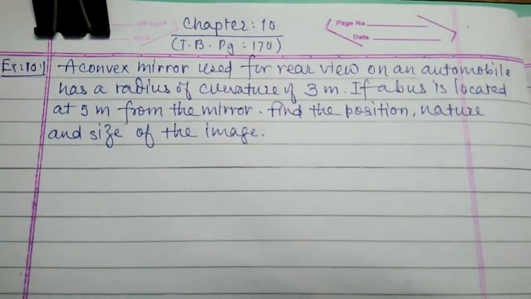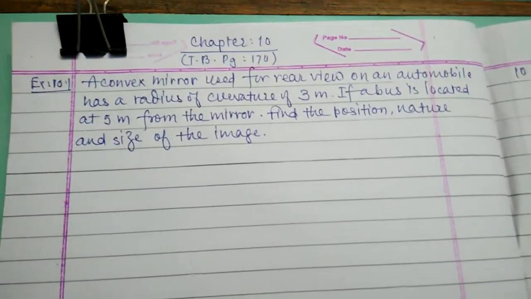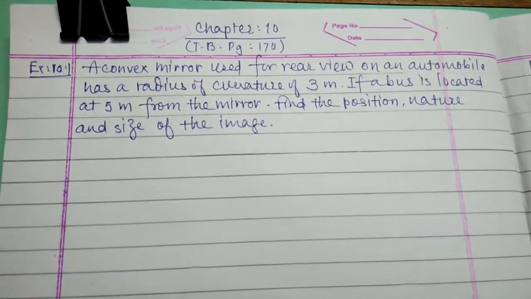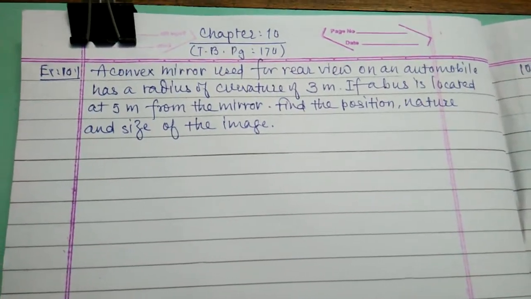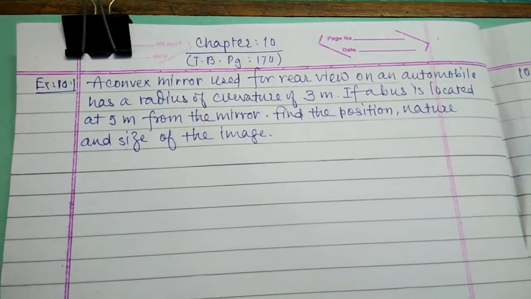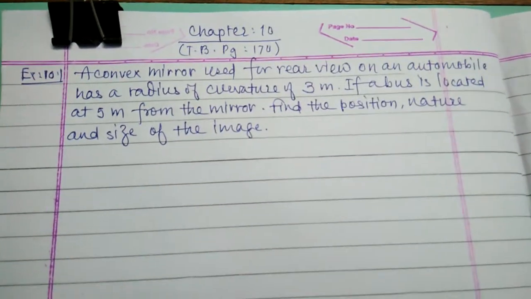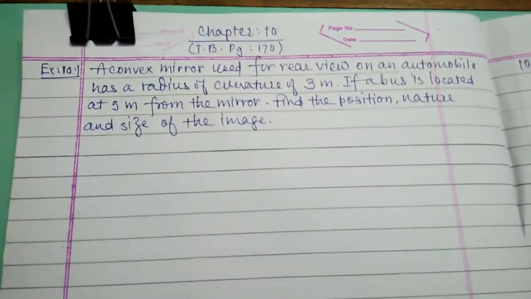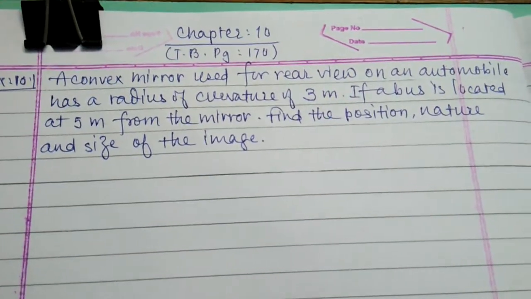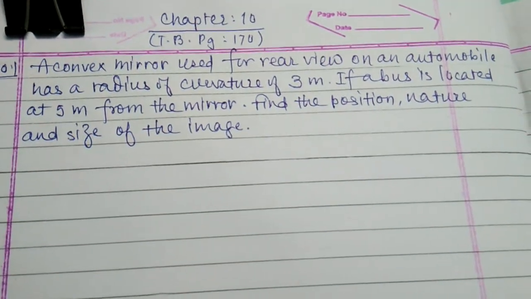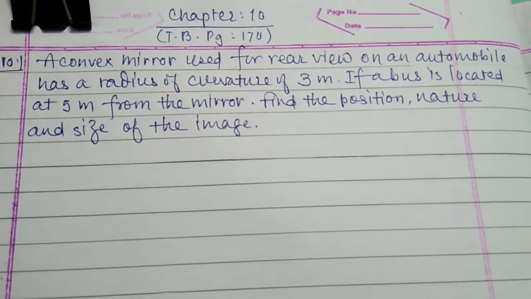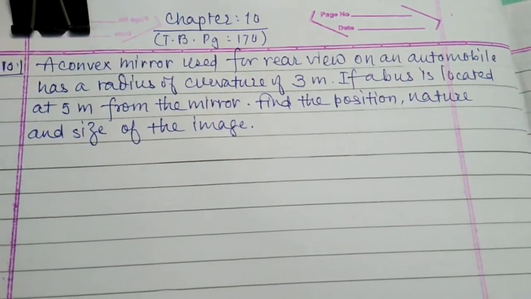Now we are discussing numericals of chapter 10. Here is the first one. It is taken from page number 170 of your textbook. A convex mirror used for rear view on an automobile has a radius of curvature of 3 meter. If a bus is located at 5 meter from the mirror, find the position, nature and size of the image.